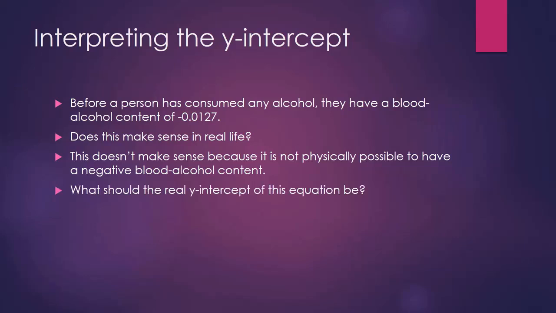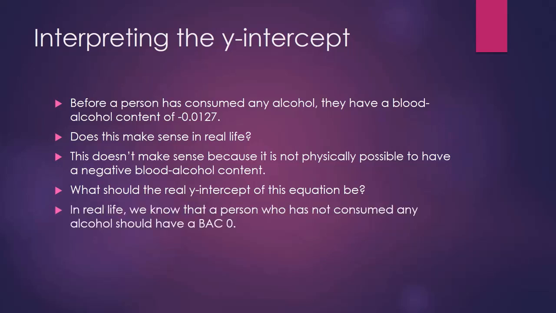What should the real y-intercept of this equation be so that it makes sense in real life? Pause this video, write down your answer, and then unpause it. In real life, we know that a person who has not consumed any alcohol should have a blood alcohol content of 0. Again, it's not physically possible to have a negative blood alcohol content.